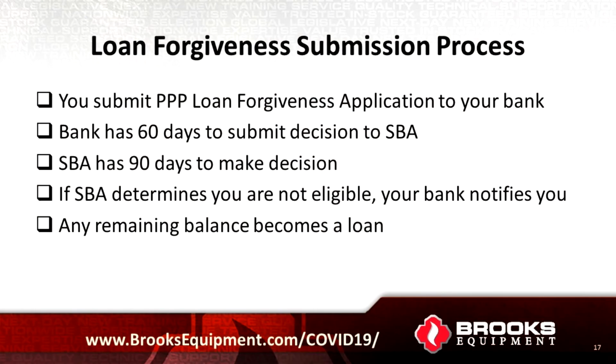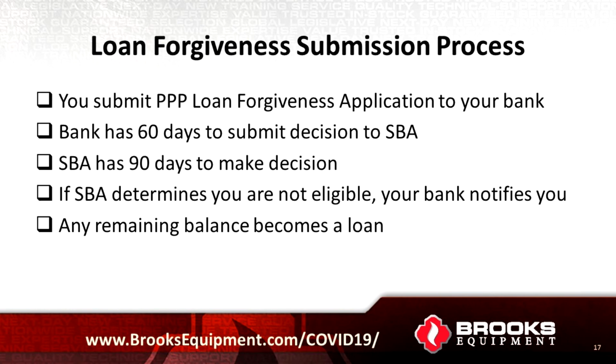The loan forgiveness submission process. You begin by applying with your bank online. Once the loan forgiveness application is received, your bank has 60 days to submit a decision to the SBA. The SBA has 90 days to make a decision and remit the forgiveness funds to your bank. If the SBA determines that any part of your application is ineligible for loan forgiveness, your bank is responsible for notifying you. If only a portion of your loan is forgiven, or if the forgiveness request is denied, any remaining balance must be repaid on or before the 5-year maturity or the 2-year maturity of the loan.